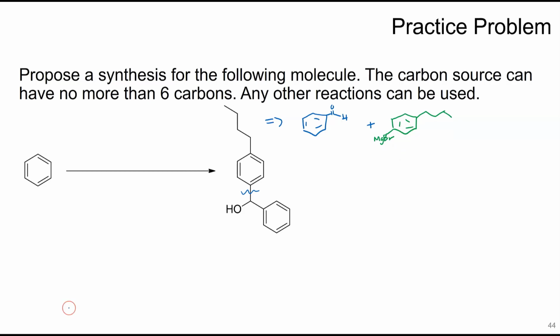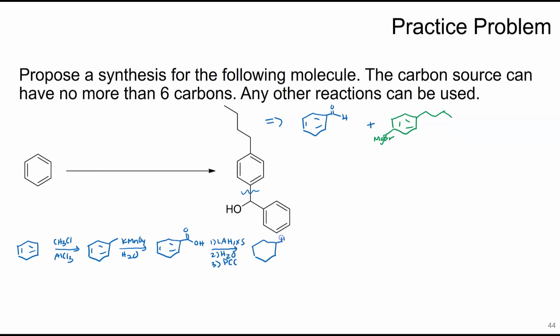I'll start with benzaldehyde. I'll start with benzene and do a Friedel-Crafts alkylation. I'm then going to oxidize it. And then after I oxidize it, I'm going to go all the way to the alcohol, so excess lithium aluminum hydride, water, and then I'll oxidize it to the aldehyde using PCC. So that should give me the aldehyde.